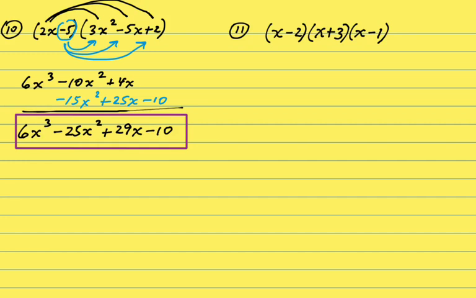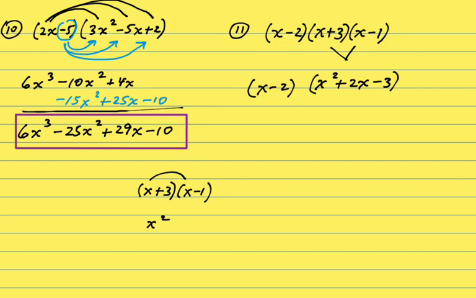I'm going to do the same thing on 11, but I'm going to take two of them and multiply them out first. If you're good, you'll know that 3 minus 1 is 2, and you get this. But let's go ahead and see what we have if we multiply these last two. We had x plus 3 times x minus 1. X times x is x squared.